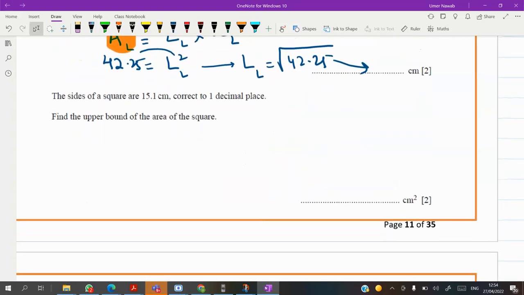The side of a square is written to one decimal place. So one decimal place means this is the 10th place, and the 10th place means it's 0.1, so divided by 2, you need to add 0.05. Let me check that, guys. The 10th place is what?